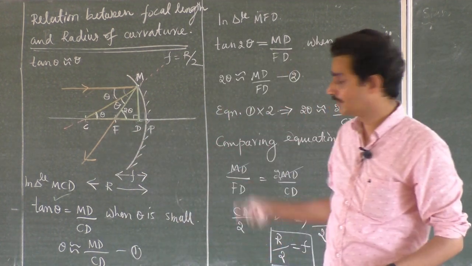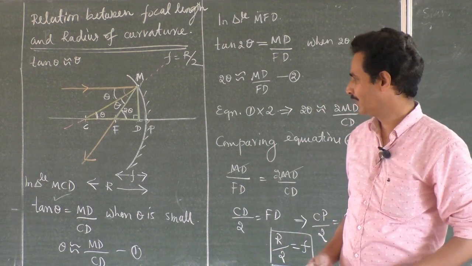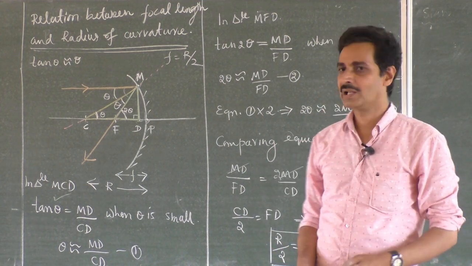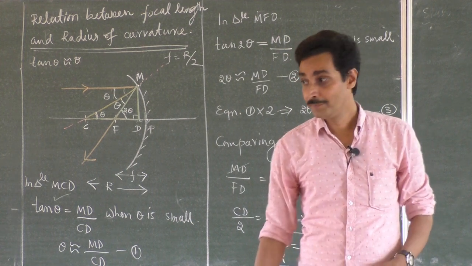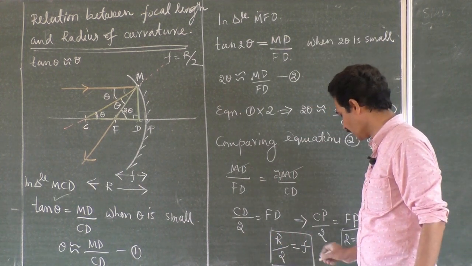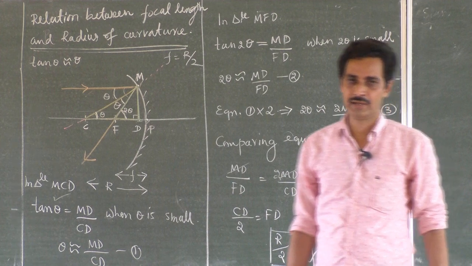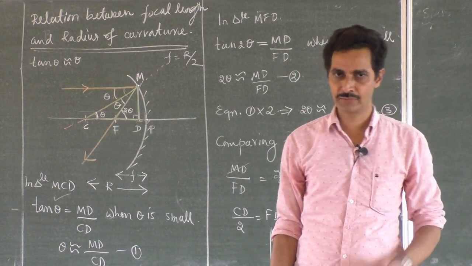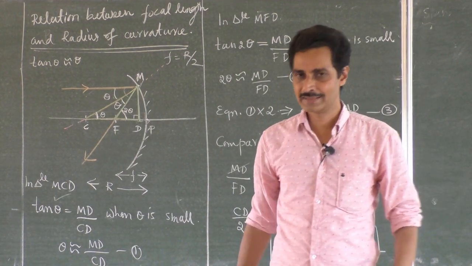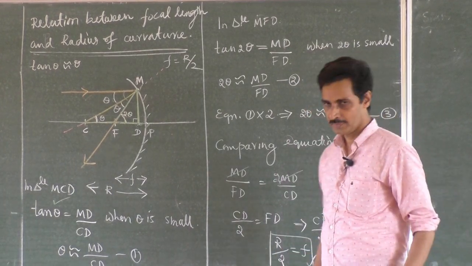So this is maybe a 3 marks question, a very easy derivation. Obtain the relation between focal length and radius of curvature. But remember, this can be applied only for mirrors, not for lenses. Of course, you are going to study lenses. This doesn't help for lenses. This is only for mirrors.